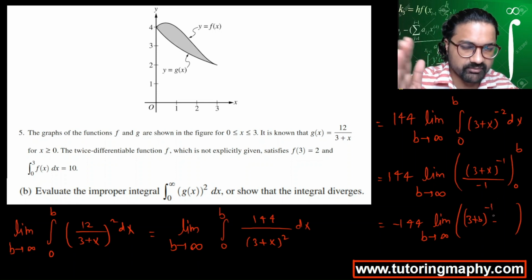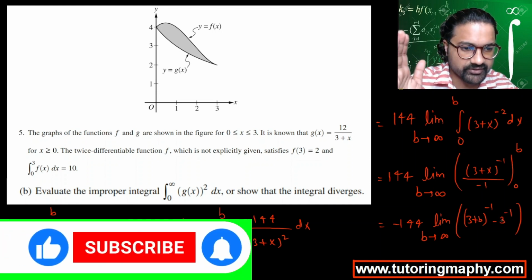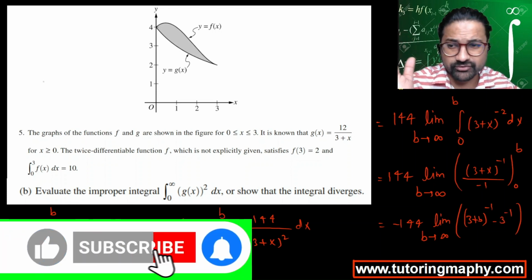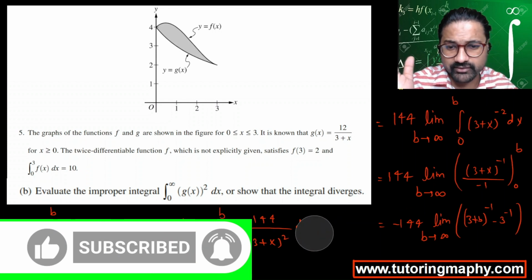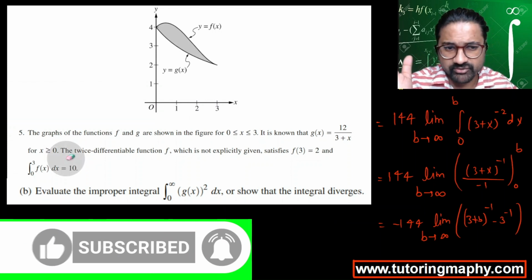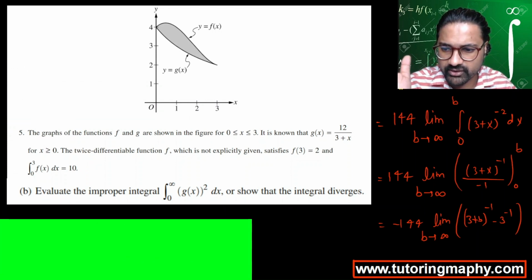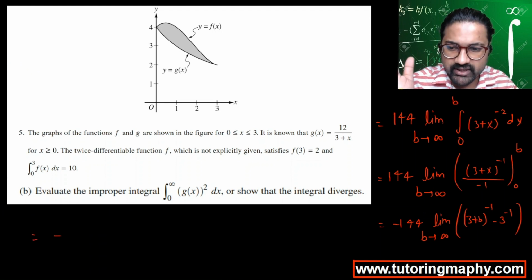If x is 0, then 3 plus 0 is 3, and I'm just left with 3 raised to negative 1. Too many negative powers. I don't really like this. Okay, I'm just going to make some space for myself and continue over here. So this is going to look like negative 144. I'm just going to redecorate this a little bit. At least I will try to redecorate.